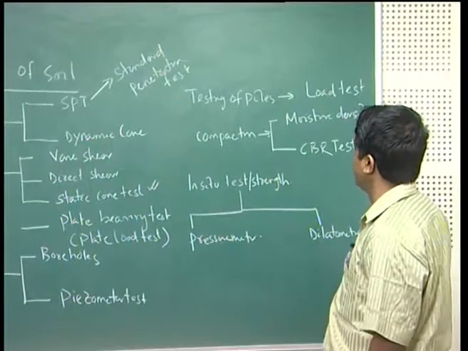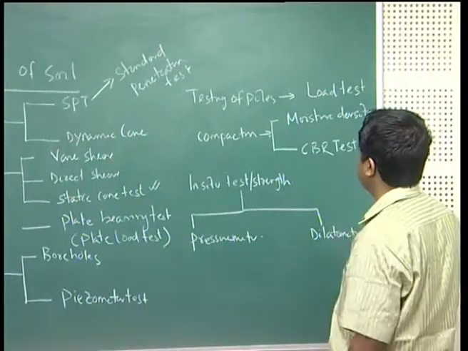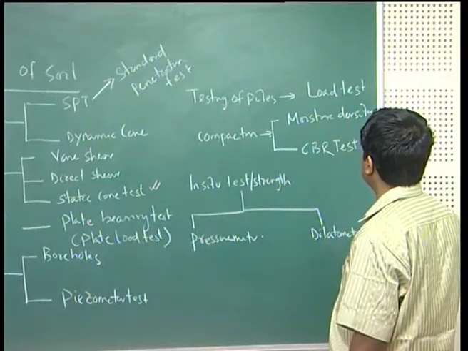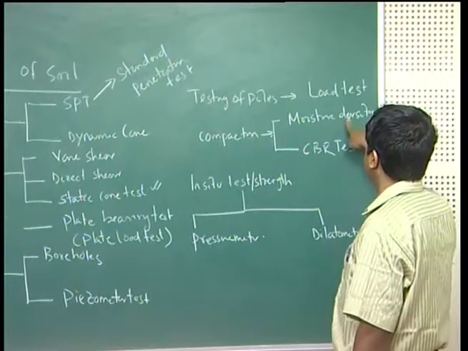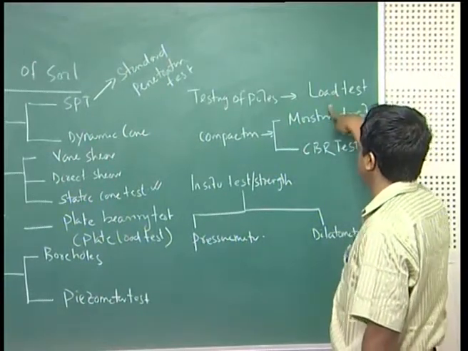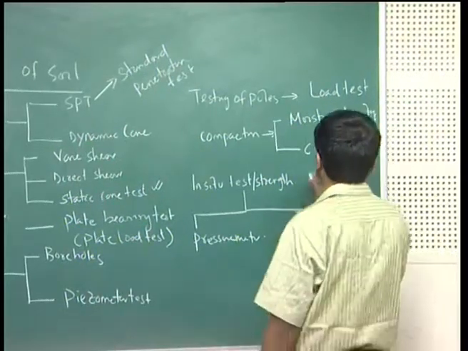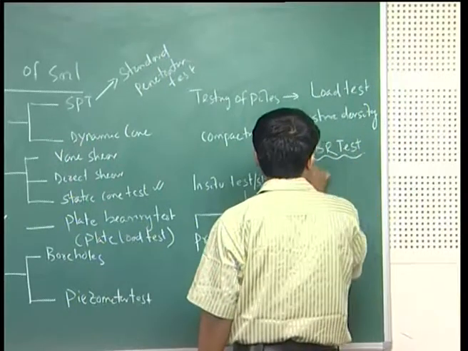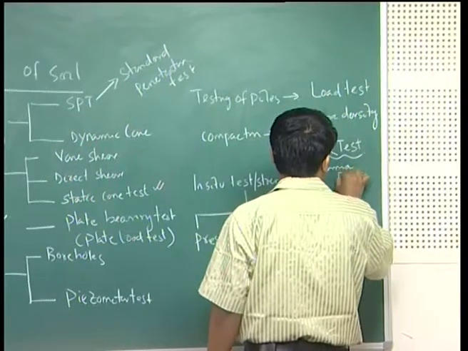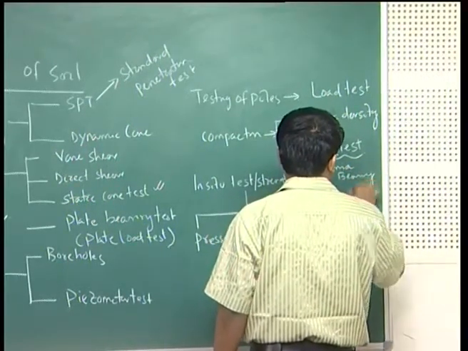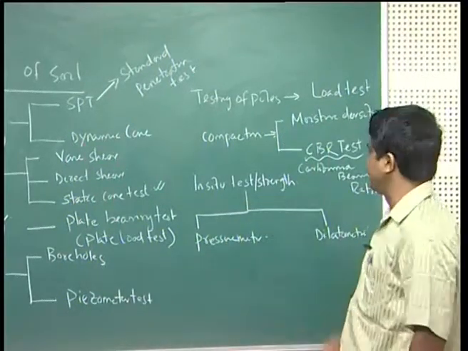Then compaction control is generally done for embankments or highways. For compaction control these are the two tests. One is your moisture density, that means in situ moisture density. Another one is your CBR test. CBR is your California bearing ratio test.